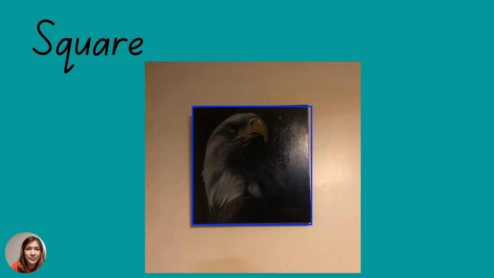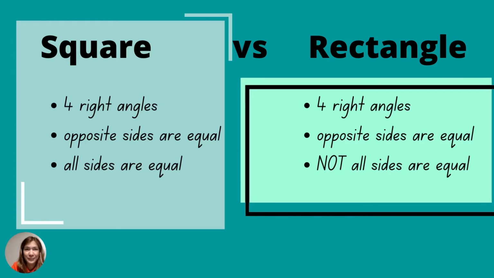Next shape, square. So how many corners? 1, 2, 3, 4. 4 corners. It's the same as the rectangle. How about the sides? 1, 2, 3, 4. 4 sides too. Now, let's see how are they different and how are they the same.